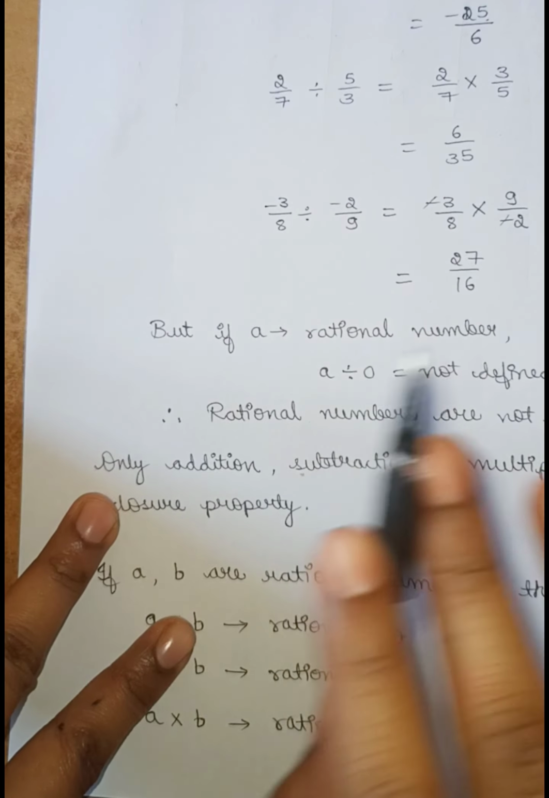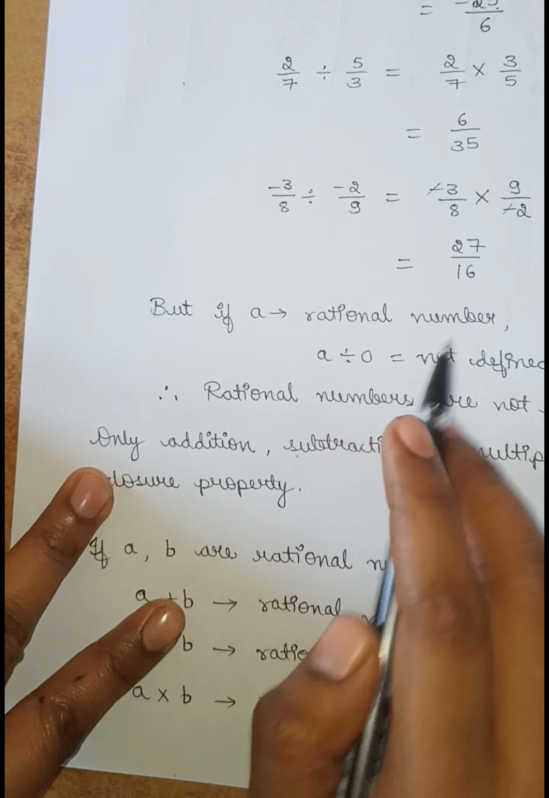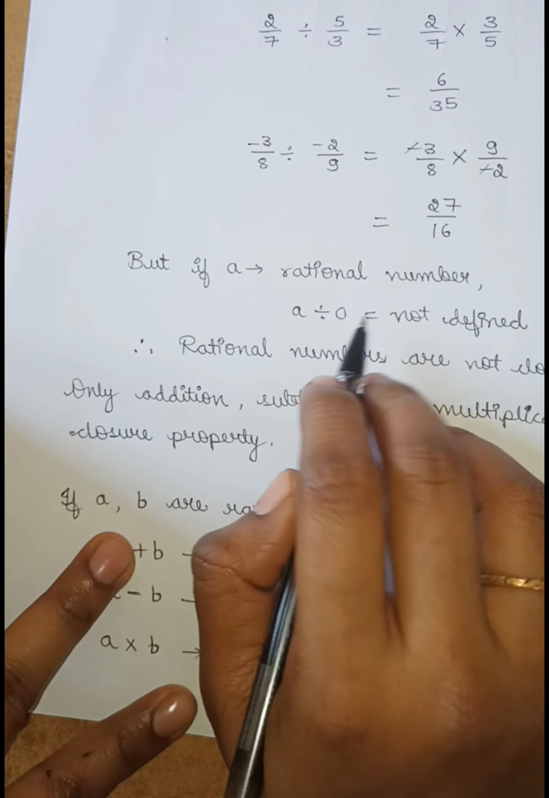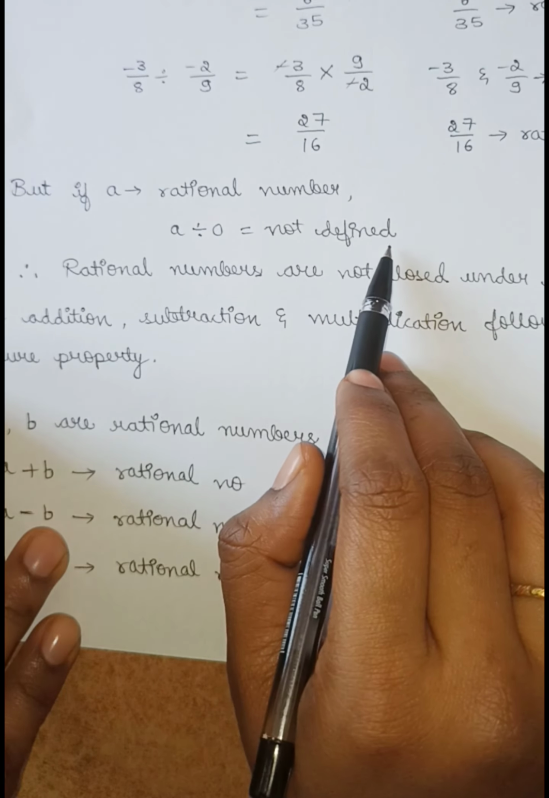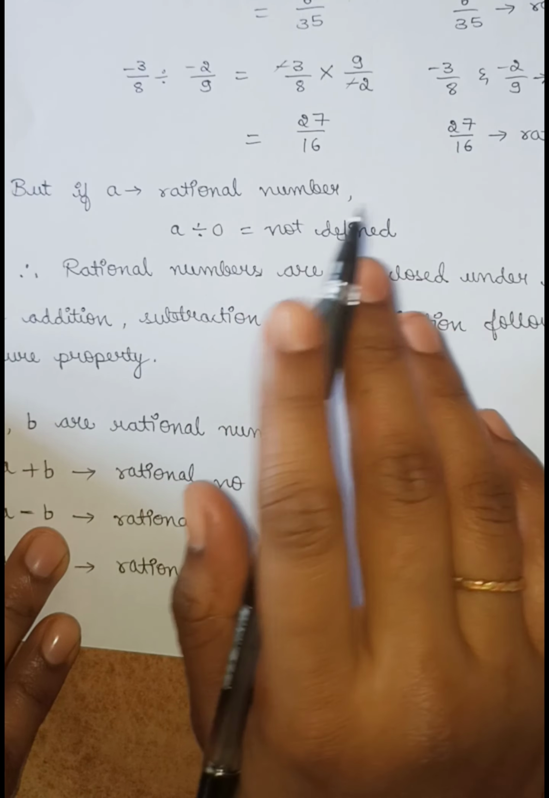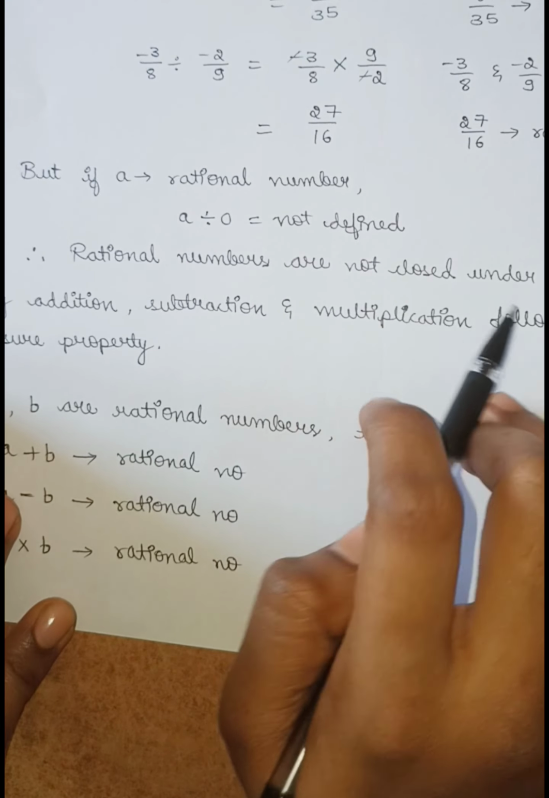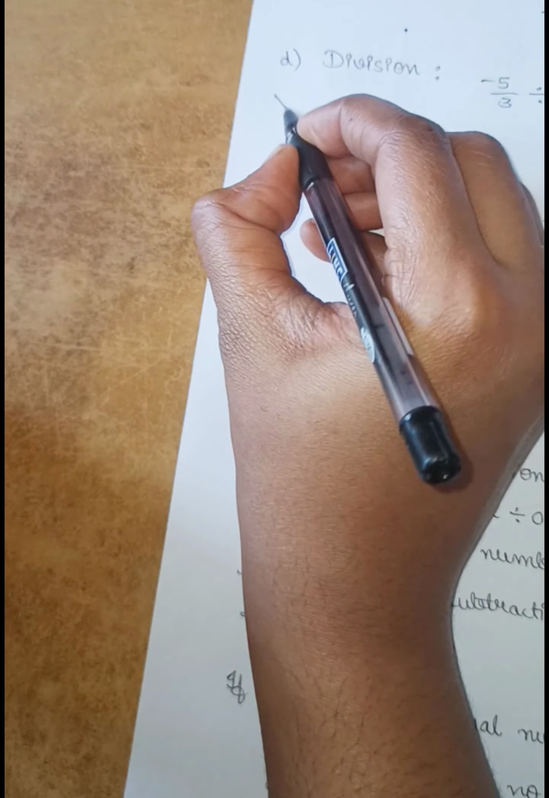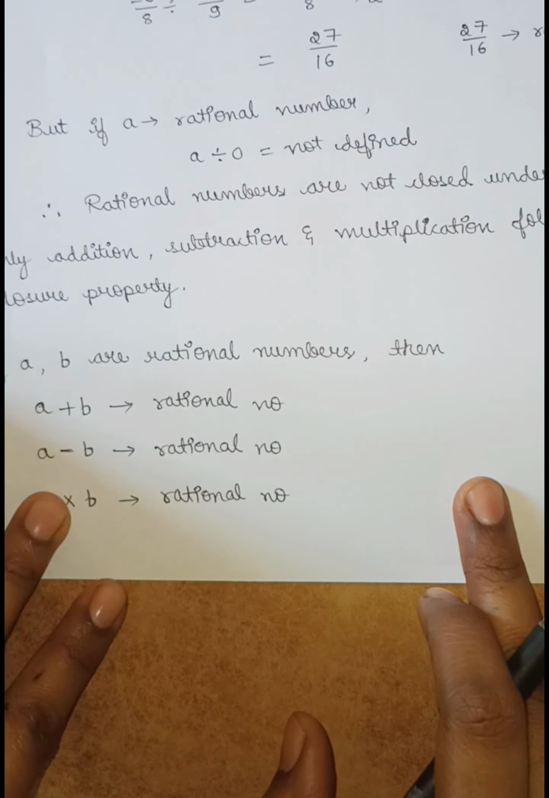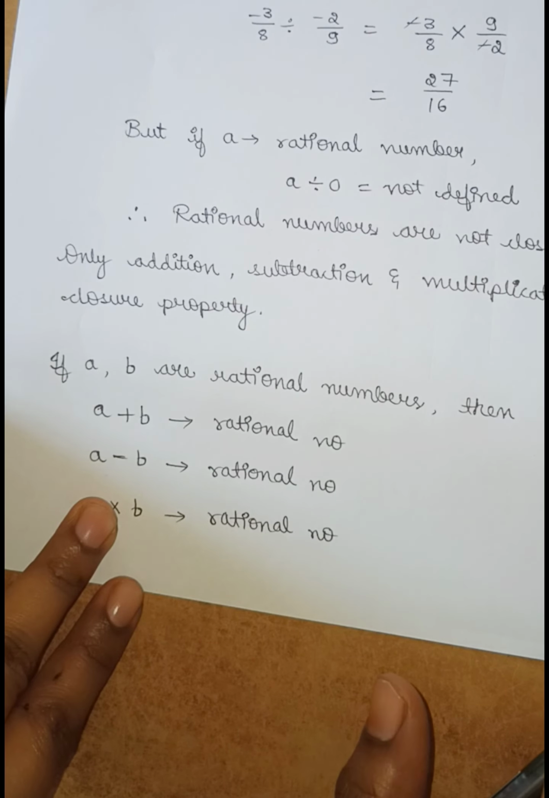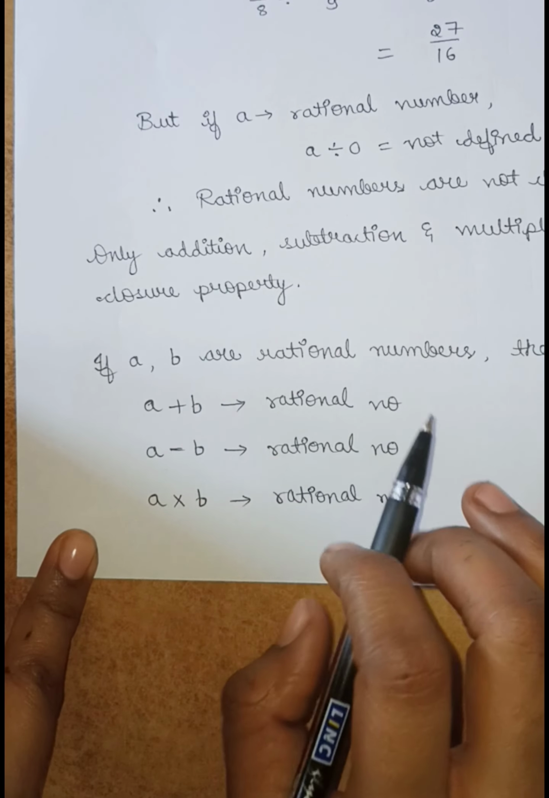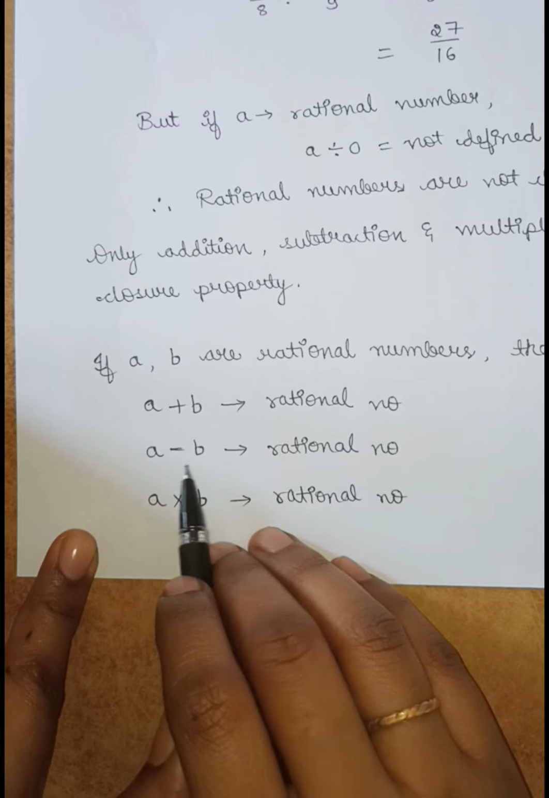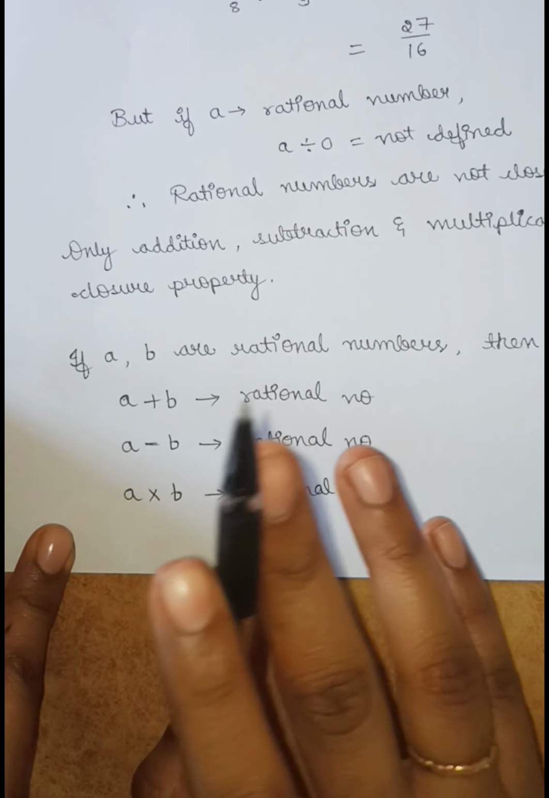But we have to check all the rational numbers. So if we check for 0, if a is a rational number and we do a divided by 0, it is not defined. So when it is not defined, it does not belong to rational numbers or any other number set. So rational numbers are not closed under division. So rational numbers are only closed under addition, subtraction and multiplication. So let's revise: if a and b are rational numbers, then a plus b, a minus b and a into b are rational numbers, but a divided by b is not a rational number.